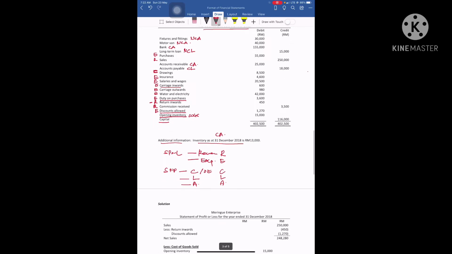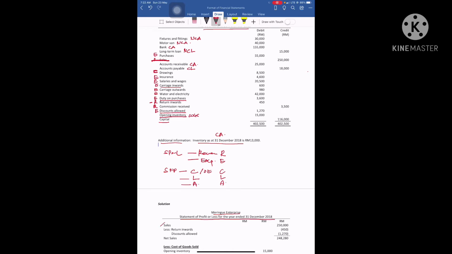From here we can see that we have to prepare Marine Enterprise's statement of profit or loss for the year ended 2018. The first one is sales. So where is our sales? We can see here, sales is here. So this is our sales. Once we have taken our sales, we can cross it out to make sure that we have already taken it.